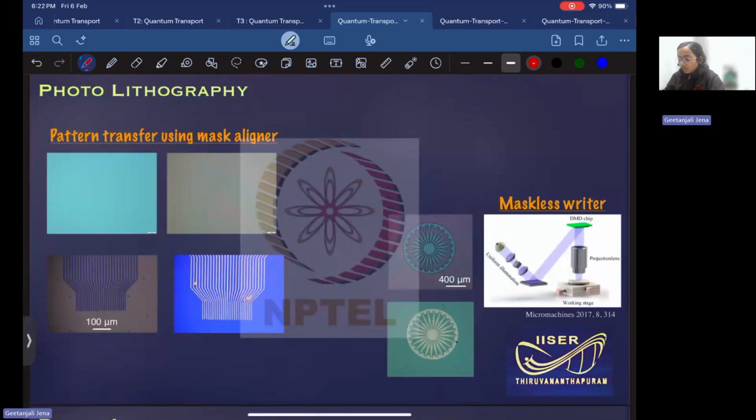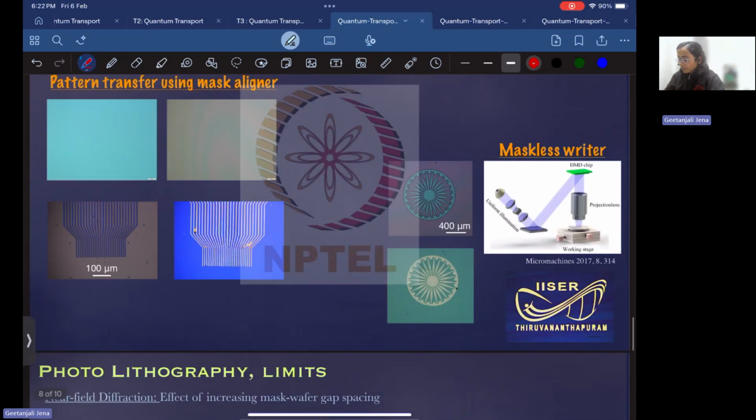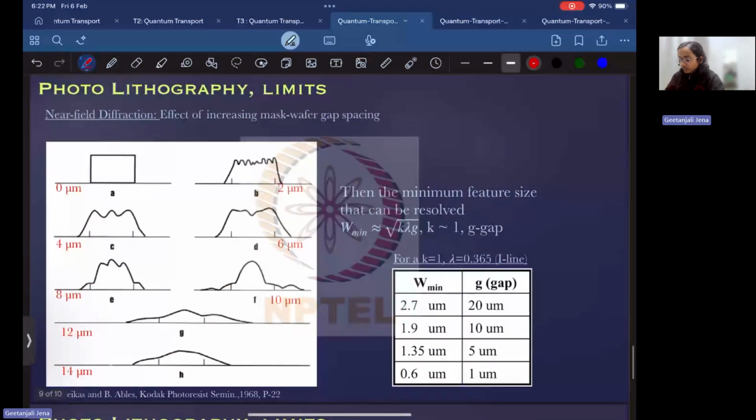So these are some examples of SEM images of a pattern that we made using photolithography. Let me go to the next slide. We talked about the diffraction effect for contact and soft contact mode, and the diffraction effect will also be there in the projection mode. Most of the time, we want the design on the mask to exactly match the design we have on the substrate.